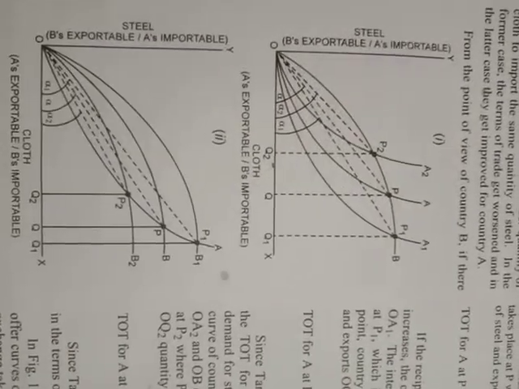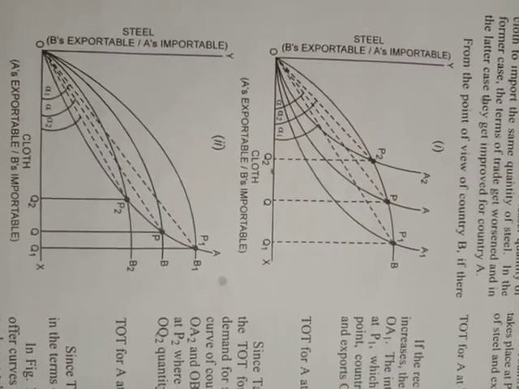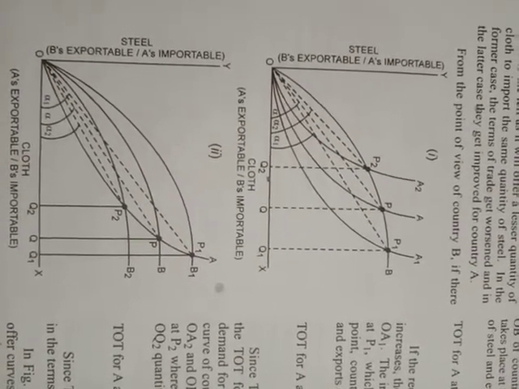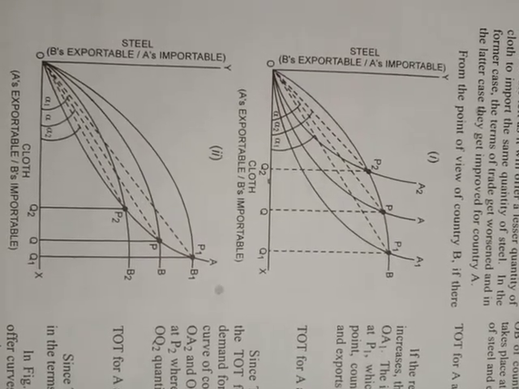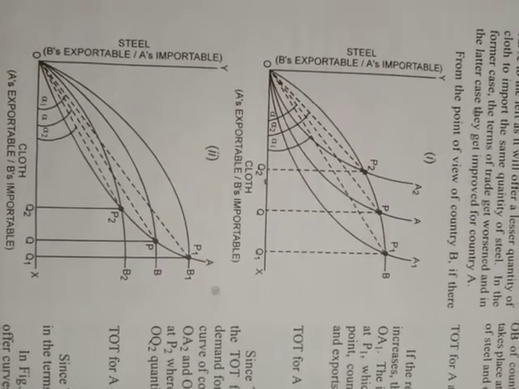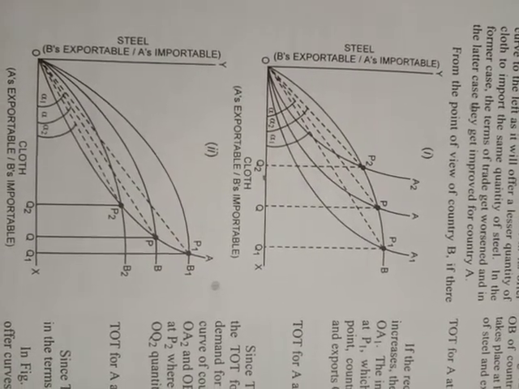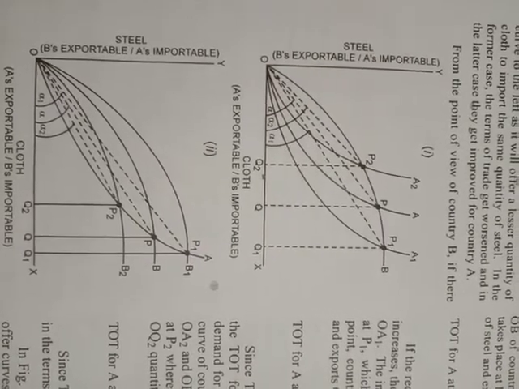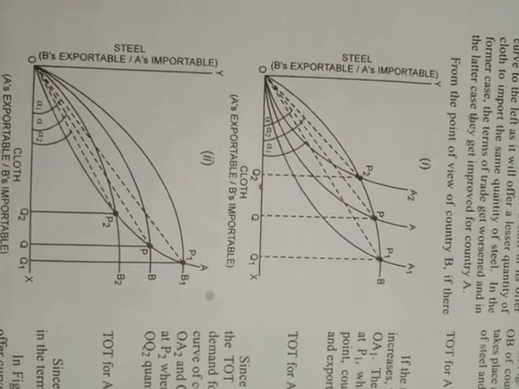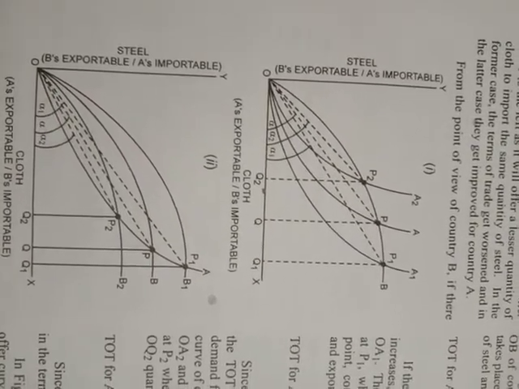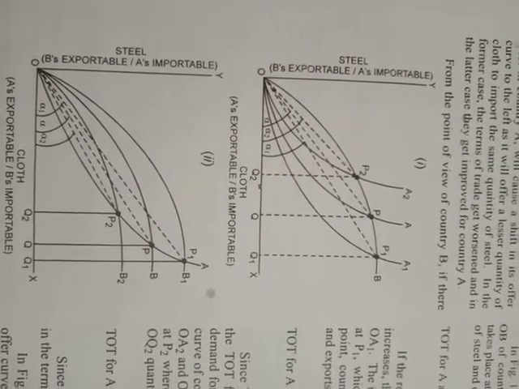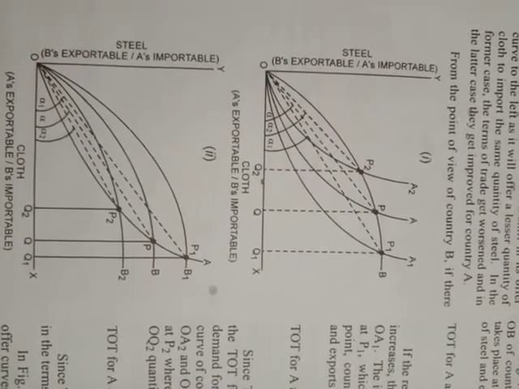Now what happens for country B? For country B, cloth is the importable commodity and steel is the exportable commodity. For every unit of cloth, it has to offer steel. So for example, see, the change takes place along OB, OB1 and OB2 because there will be new equilibrium points. So what happens here? The initial level is the offer curve of country B, OB. Here it will be exporting steel and importing cloth.